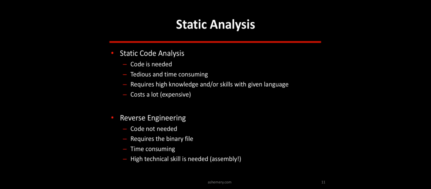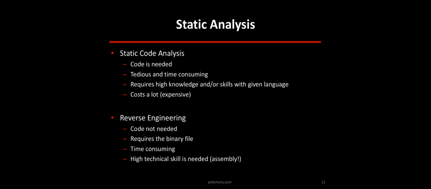So static analysis, like I said, is divided into two subcategories. The first is static code analysis. In this part, we need the code. We need to see the code. We can read the code, and based on our reading, we can understand it and find if there are any vulnerabilities or weaknesses in that code.